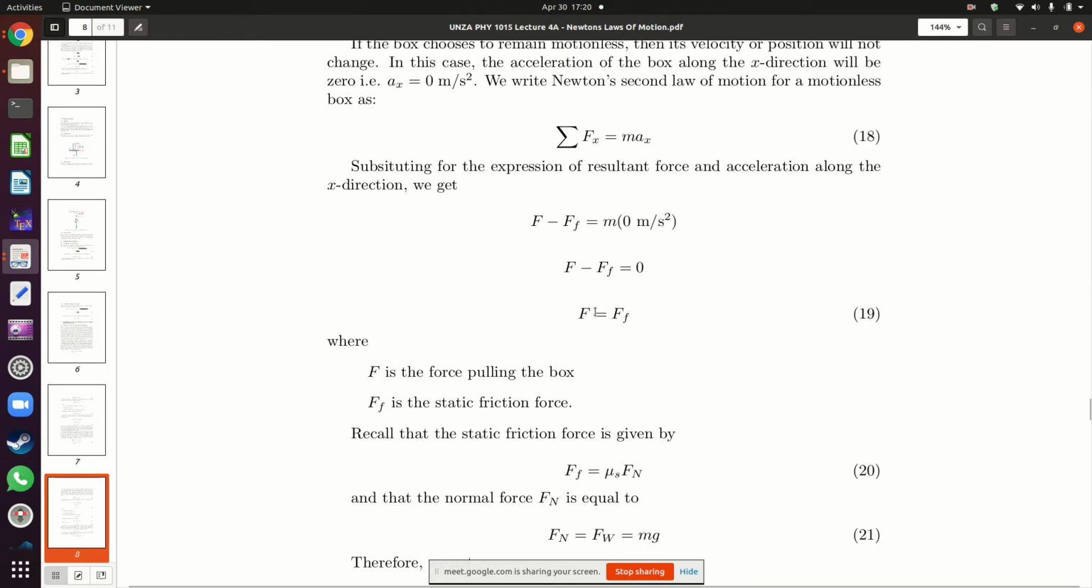This friction force, since the box is motionless, is what we call the static friction force, because the box is not moving. That's what you call static friction force. So the F is the pulling force acting on the box, then the FF is the static friction force which is acting on the box.